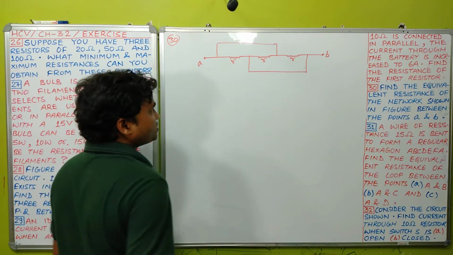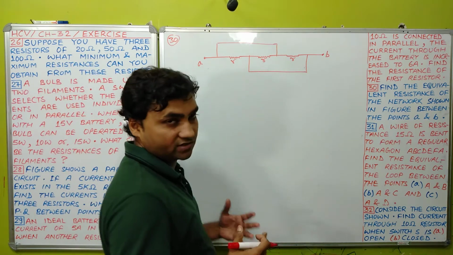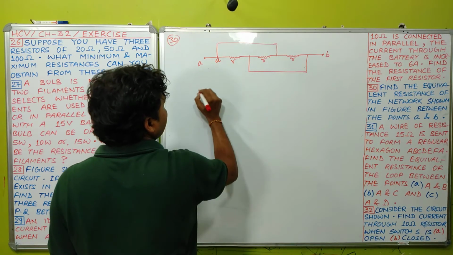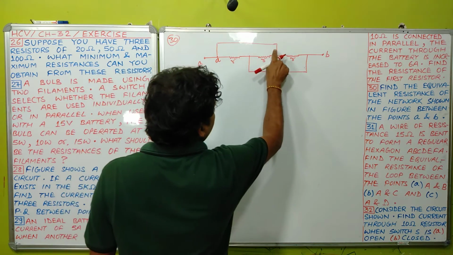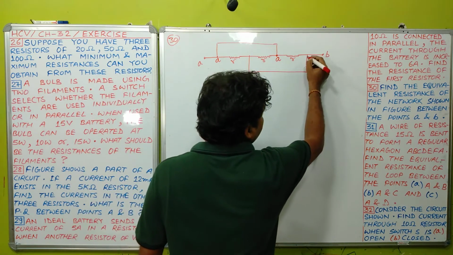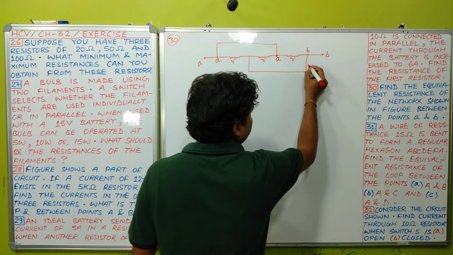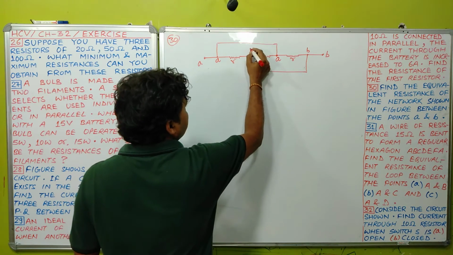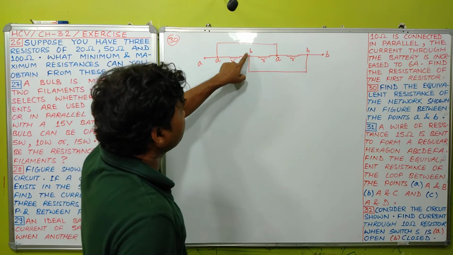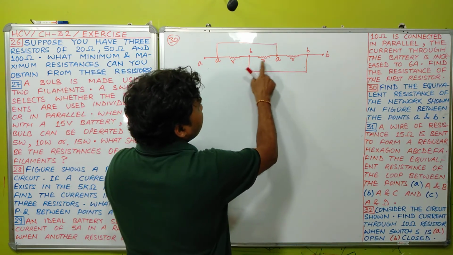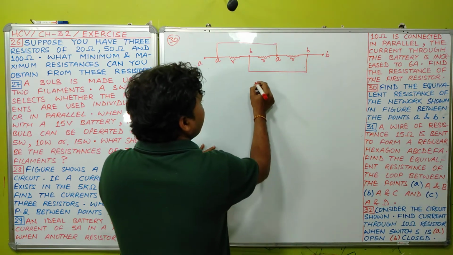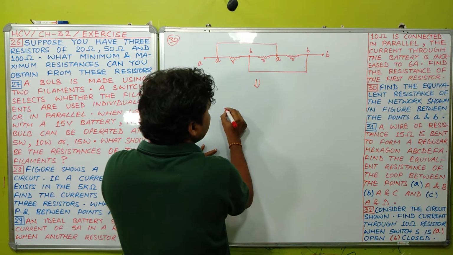Student, for this type of questions, what is our strategy? Just see here, if this point is A, then this point is also A. You can write A. Similarly if this point is B, you can write B, and similarly you can again write this point as B. Now notice that this resistance is between points A and B. Similarly, this resistance is between points A and B, and similarly this resistance is also between points A and B. Means in fact you can redraw this figure like this.